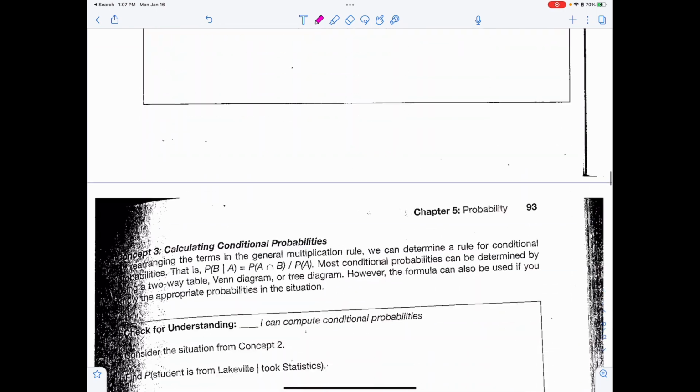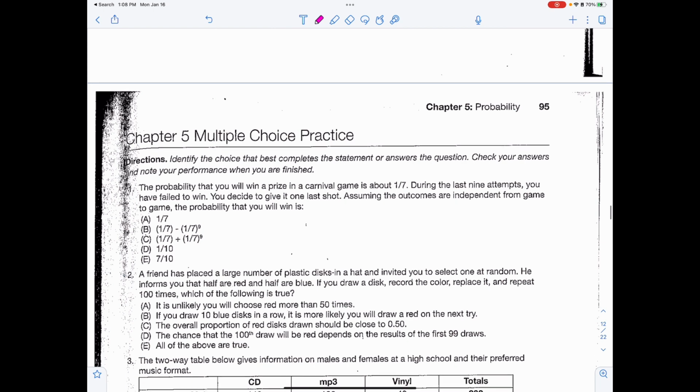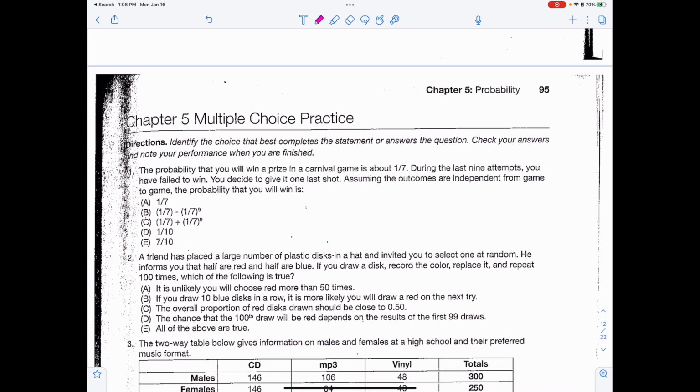Next one, let's go to another problem here. Let's go to some multiple choice ones. Okay, the probability that you win a prize in a carnival game is 1/7. During the last 9 attempts, you have failed to win. So I have done 1 minus 1/7, and I've done that in the last 9 attempts.